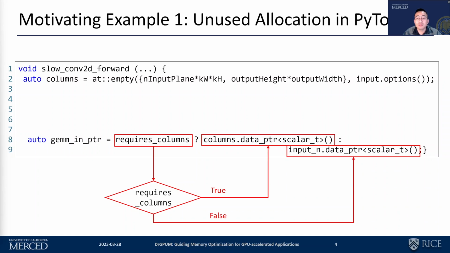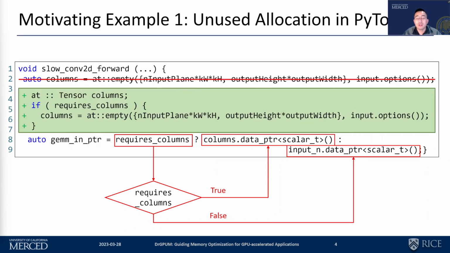So, tensor columns sometimes is just allocated but not used. This definitely wastes the limited device memory resources. We call this kind of memory inefficiency unused allocation. To eliminate unused allocation, we allocate tensor columns only when requires columns is true, as highlighted in the green box.